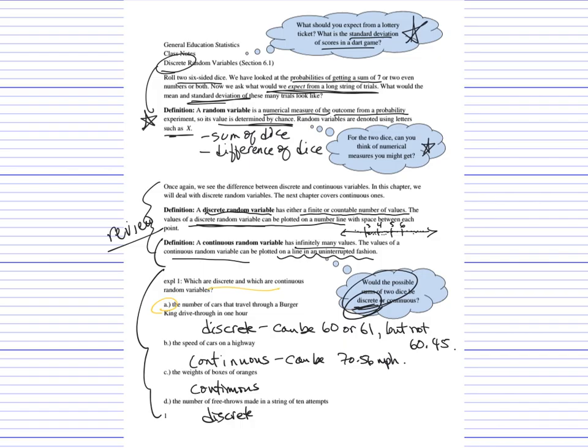Next hour, some other integer, right? There's never 60.45 cars. Can't be. So we're talking about a discrete variable. Letter B, the speed of cars on a highway.